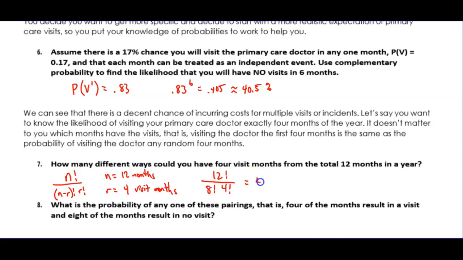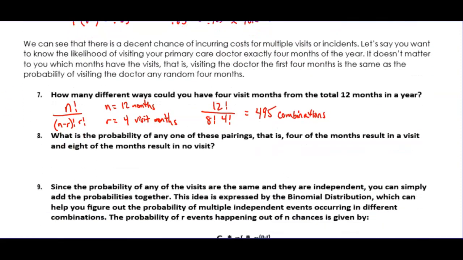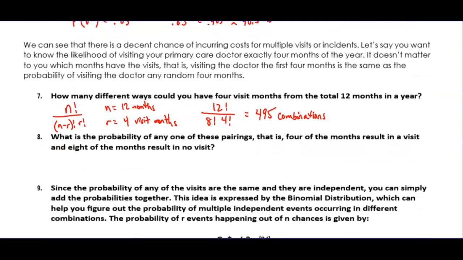And you should have 495 combinations. So there's 495 different sets of 4 months that you might go to the doctor. So what's the probability of any one of those sets occurring in 8 months resulting in no visit?